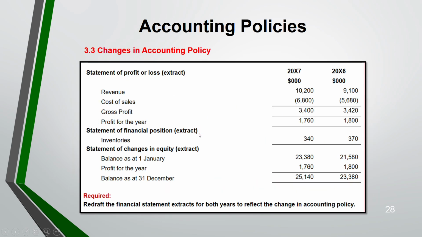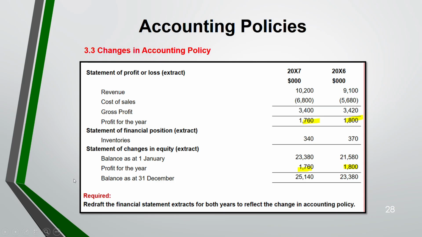These are just extracts. Extract means just part of it. They are not preparing the whole and giving it to you. Whole financial statements are not prepared. Then the statement of changes in equity extract. You see once again here, this profit they have used here, and they have added it to your balance and got the 31st December balance. Now your requirement is to redraft the financial statement extracts for both years to reflect the change in accounting policy.